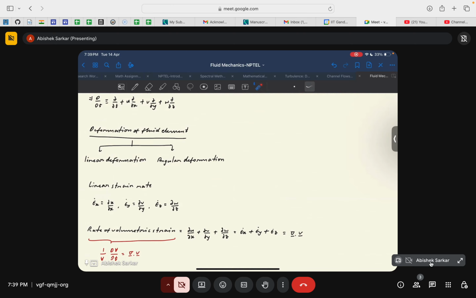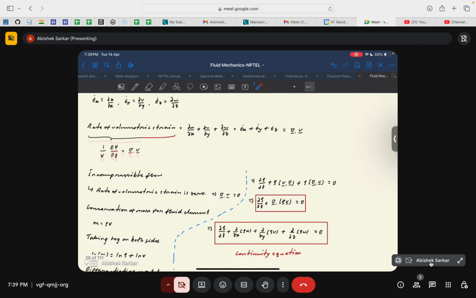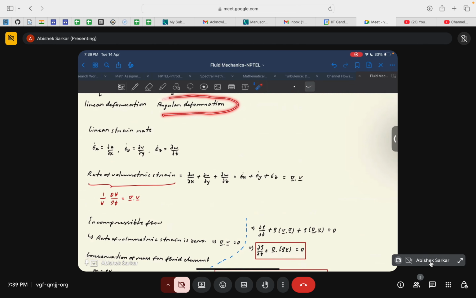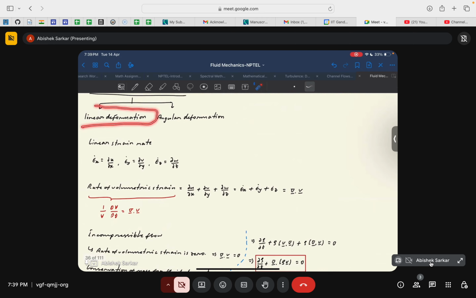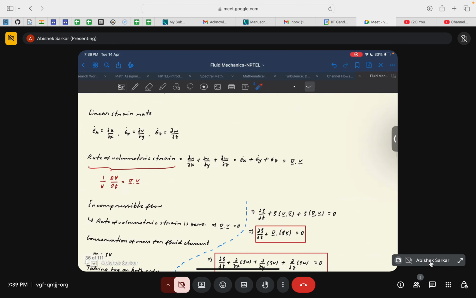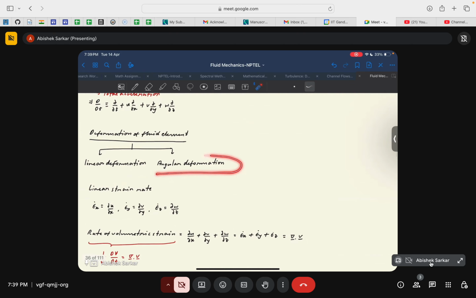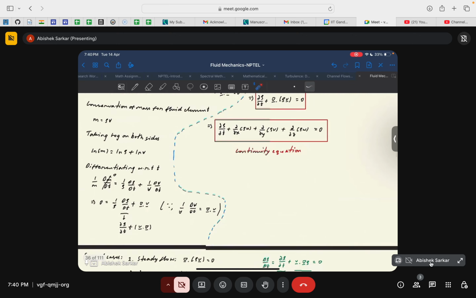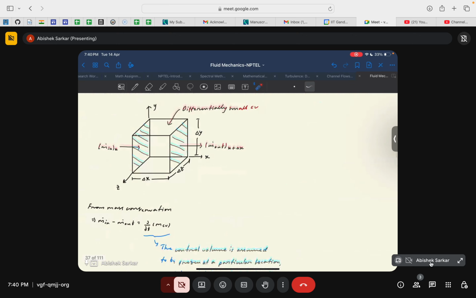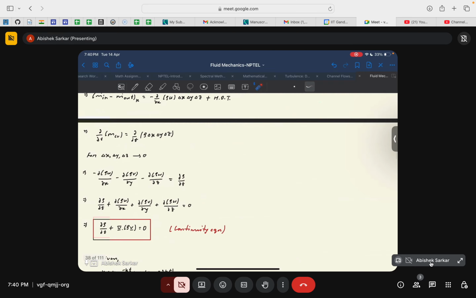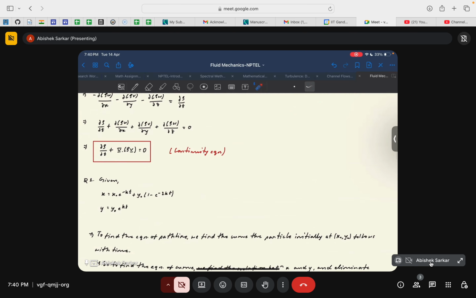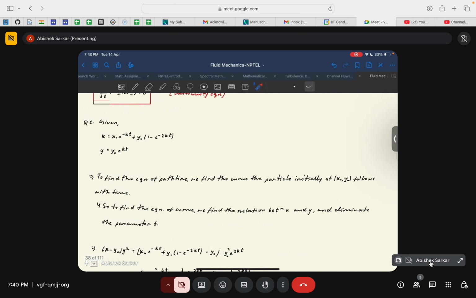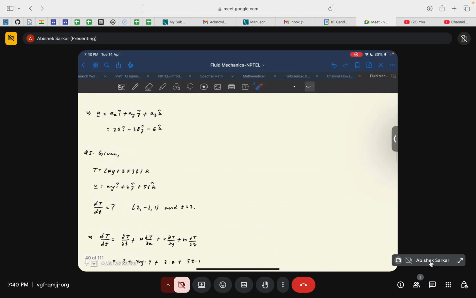Okay, so this angular deformation will only arise if the fluid is in motion. Okay, if the fluid is not in motion, then only linear deformation can occur because of normal stresses. But for the angular deformation to occur, the fluid has to be in motion. Okay. Then we derived the continuity equation, in vector form in this case, and we solved some examples. So I'll just quickly go through it.